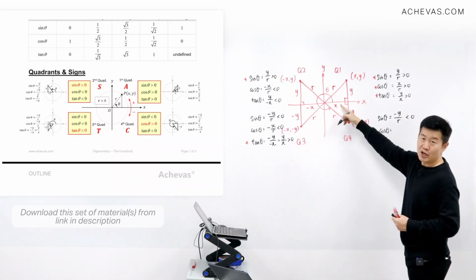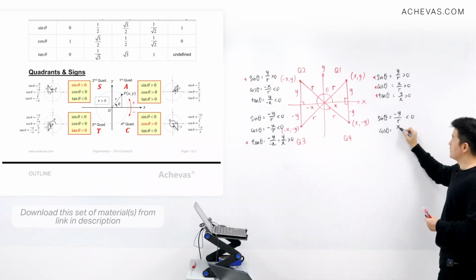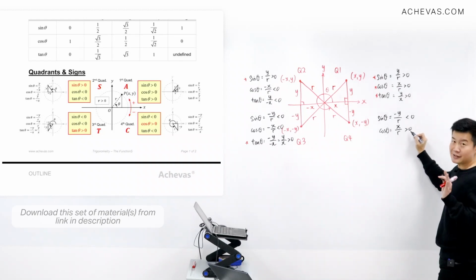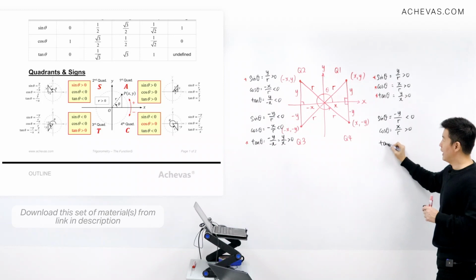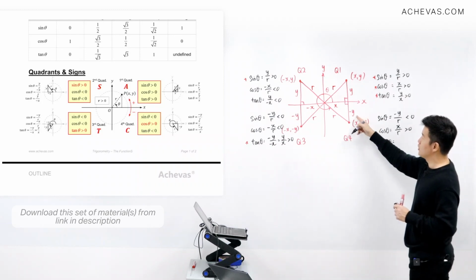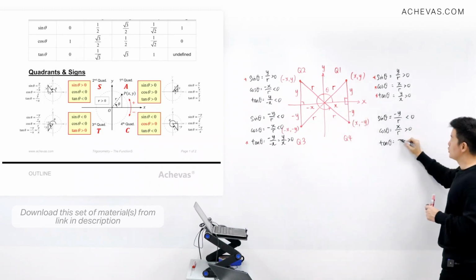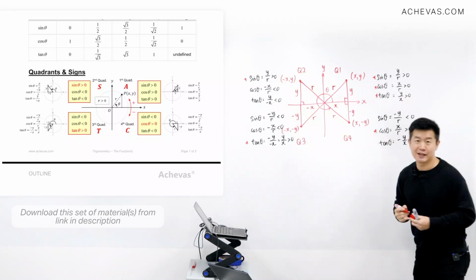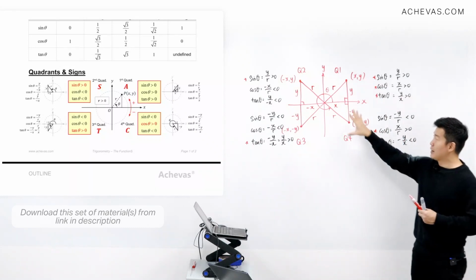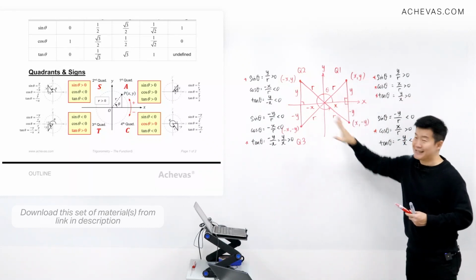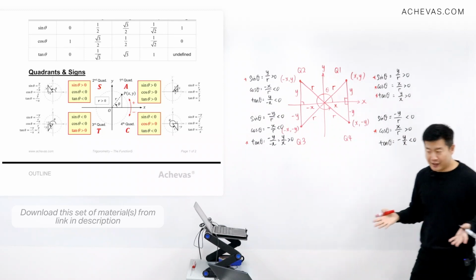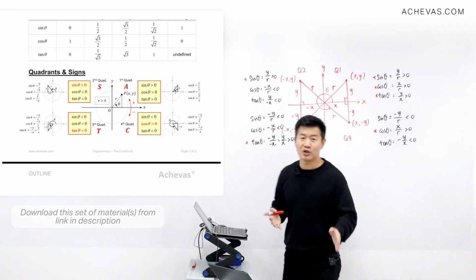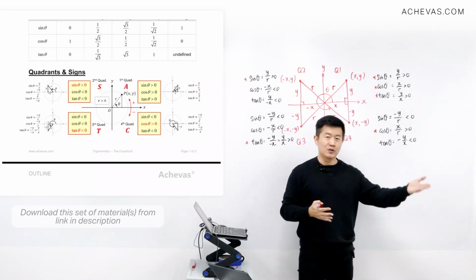Cosine theta is adjacent over the hypotenuse, so it's x over r, and this is indeed positive. And tangent theta is the opposite over the adjacent, so it's minus y over x. This is less than 0. So like what we predicted, cosine theta is positive when I'm dealing with an angle theta that is in the fourth quadrant.